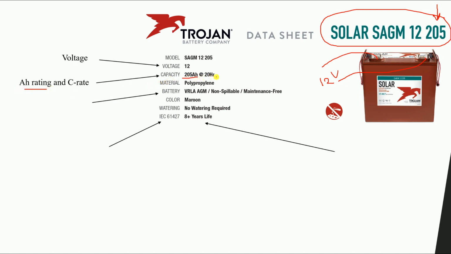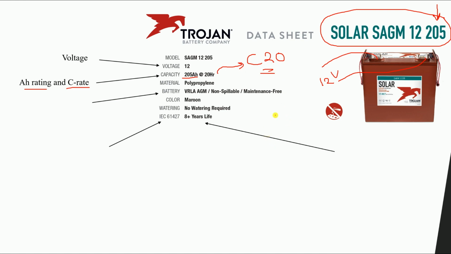Now, what is really important is that you will find 205 ampere hour, which is the ampere hour rating, at 20 hours. What does that 20 hour mean? It is representing the C rate, or the discharge rate. So the 20 hours here representing C20. And we talked in our course for solar energy about C10, C20, and we said that C20 means it discharges in 20 hours.